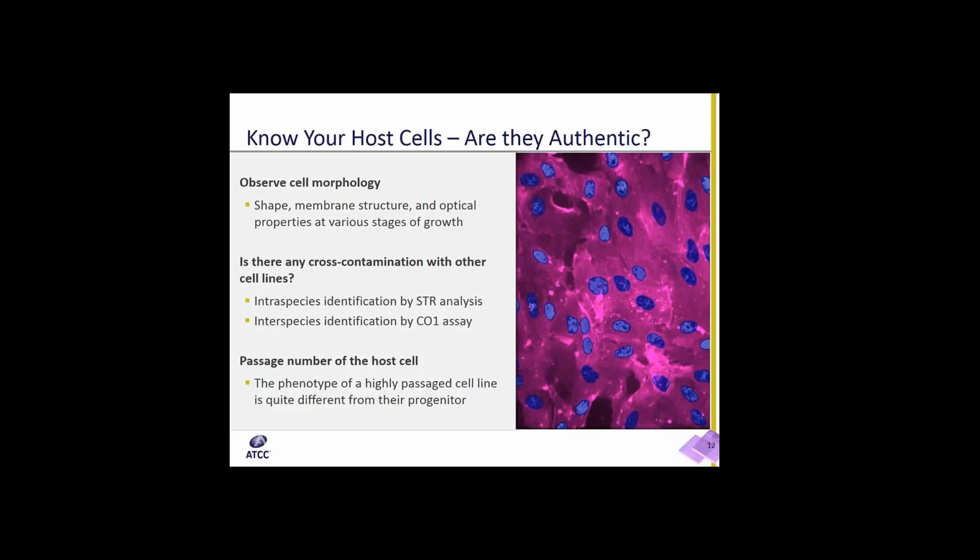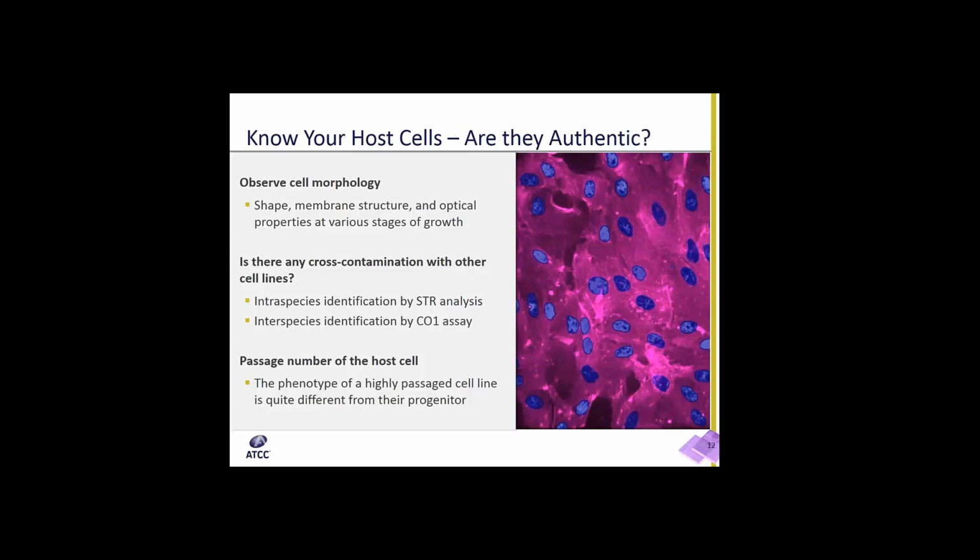Second, there is the issue of misidentified cell lines, which is nothing new to the scientific community. And there are two ways to detect this. One is the intraspecies identification by STR analysis. Now, ATCC, as well as many other cell repositories, are beginning to use DNA polymorphisms in addition to other techniques such as enzyme polymorphism, HLA typing, and karyotyping to confirm the identity of their cell lines.